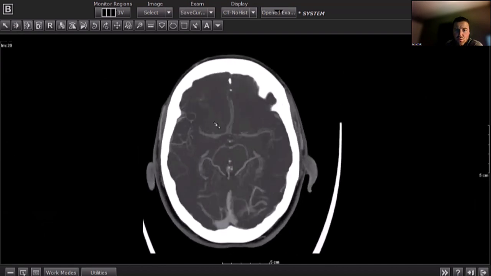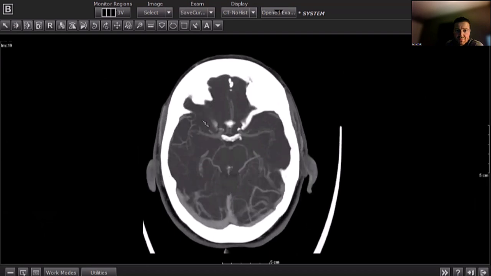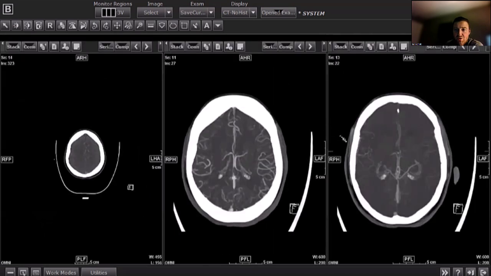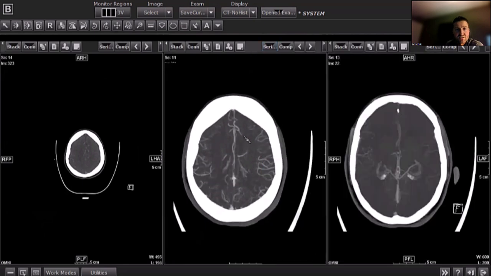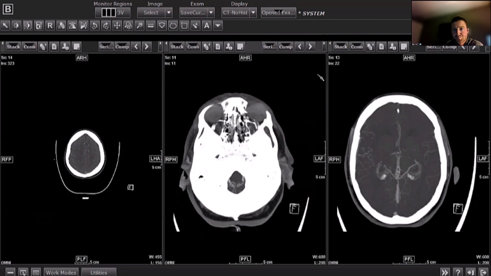So these would be low intermediate collaterals. We do have some vessels, they're decreased caliber, but there isn't a significant paucity. So a potential candidate for EVT if they're previously functionally independent.